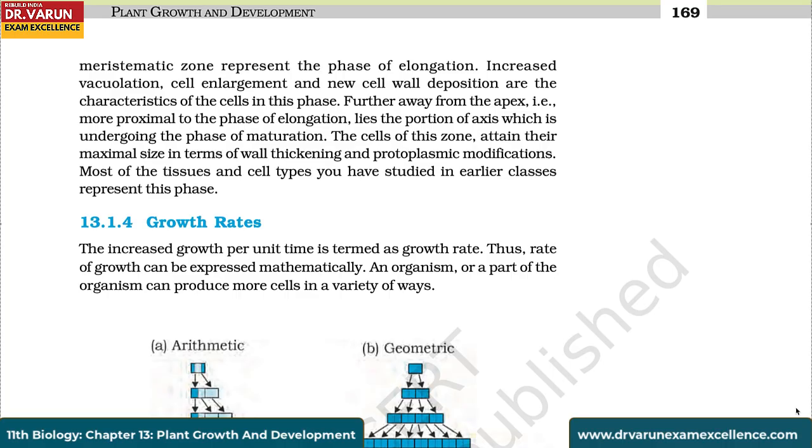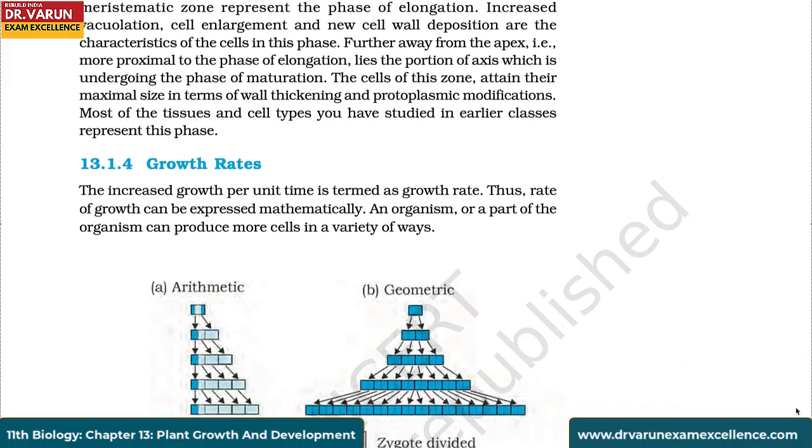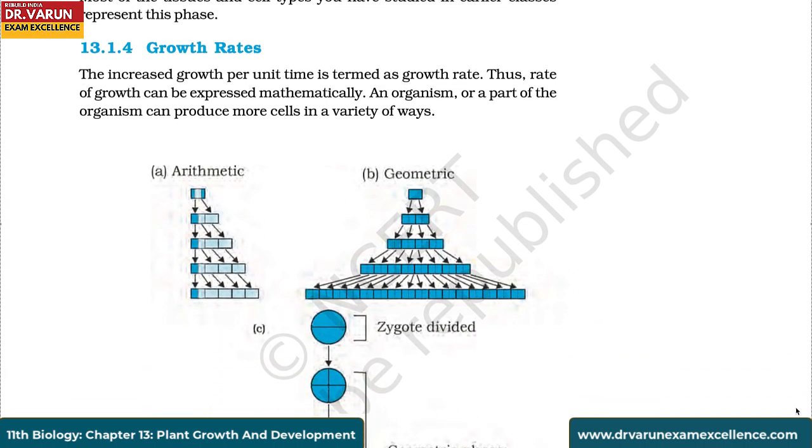Further away from the apex, that is more proximal to the phase of elongation, lies the portion of the axis which is undergoing the phase of maturation. The cells of this zone attain their maximal size in terms of wall thickening and protoplasmic modifications. Most of the tissues and cell types you have studied in earlier classes represent this phase.